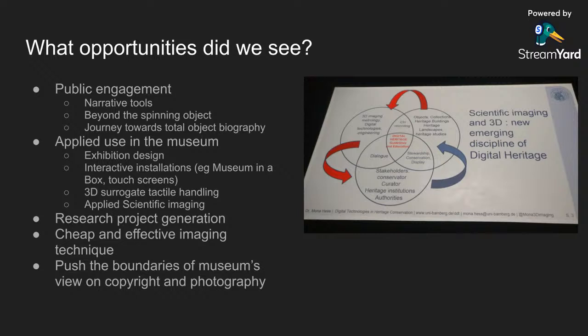But it also can be a very cheap and effective imaging technique if you're using structure from motion or photogrammetry. If you're using CT scanning, then you're quite privileged, so most people in the world don't get access to that sort of thing. I was also really interested in the idea of pushing the boundaries of museum copyright and photography methods. On the right of my slide, I've got an image from the conference we ran at the British Museum in 2017-18, from Mona Hess talking about scientific imaging and how it emerges.